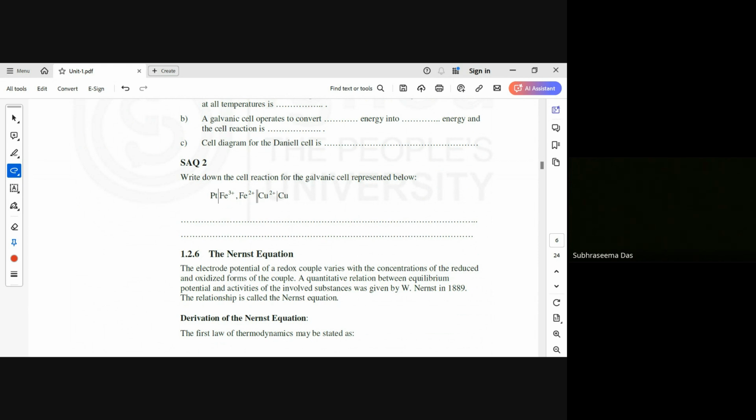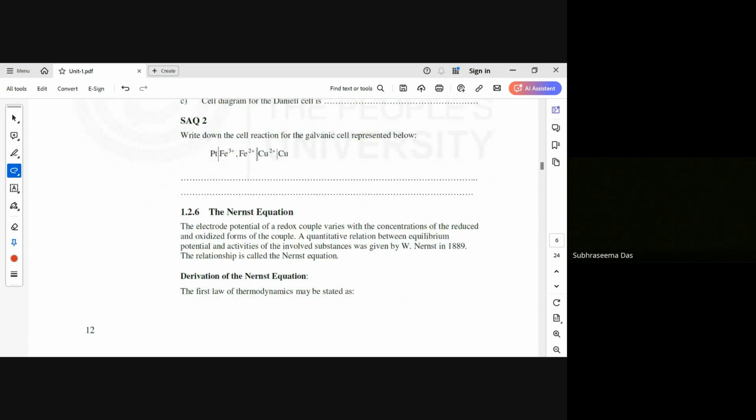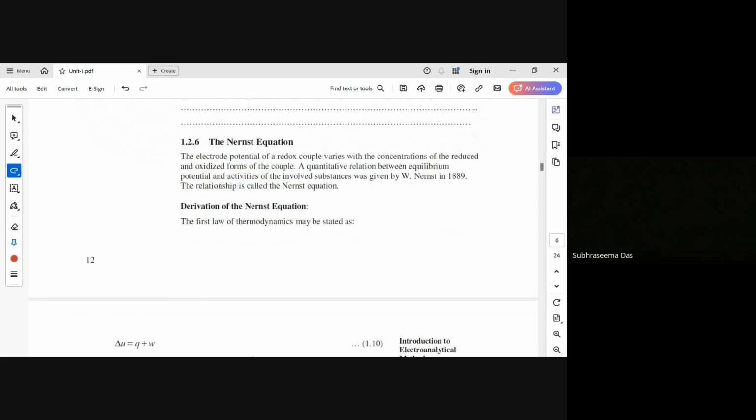Now the Nernst equation: the electrode potential of a redox cell varies with the concentrations of the oxidized and reduced forms of the reactants. The relationship between the equilibrium potential and the activities of the reactants was given by Nernst, and this is called the Nernst equation. The derivation of the Nernst equation follows from the first law of thermodynamics.